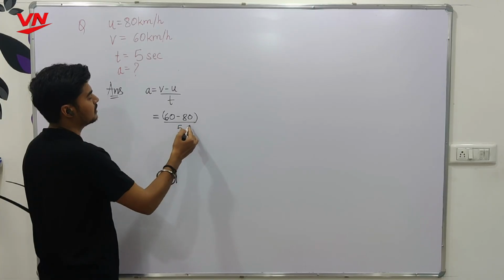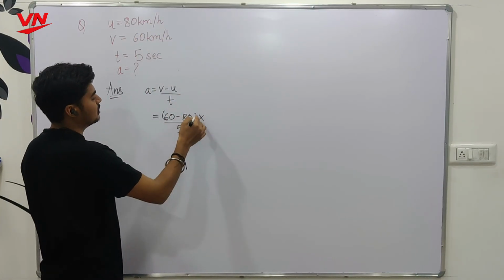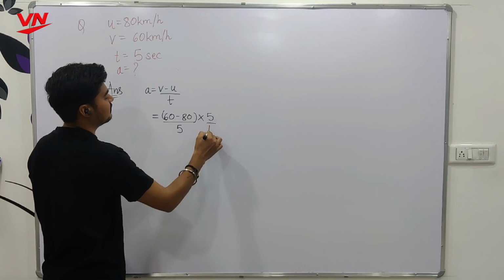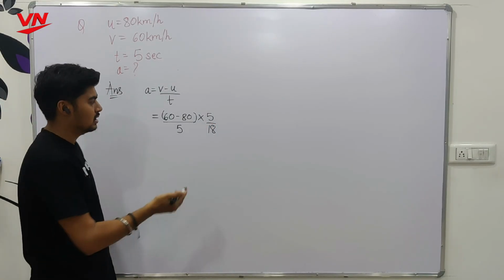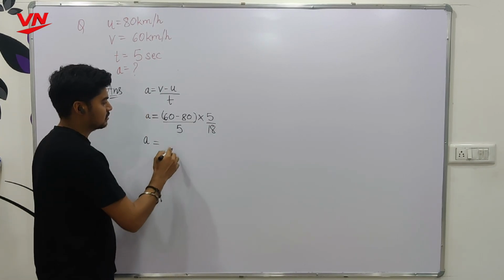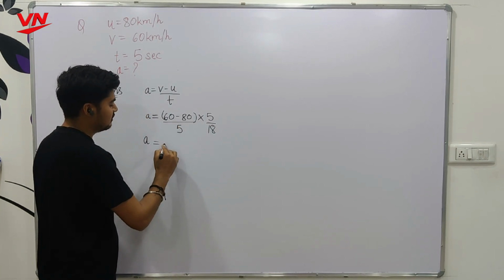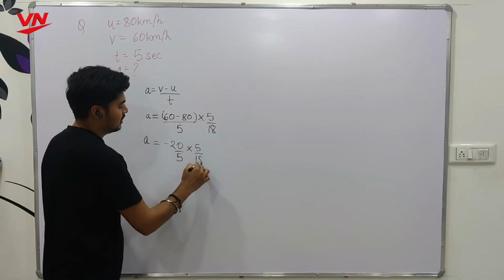But this is in kilometer per hour and this is in second. So if I multiply this with 5 by 18, I will get the answer in meter per second only. This particular acceleration will be in meter per second square. Okay, so 60 minus 80 will be minus 20 by 5 upon 5 by 18.